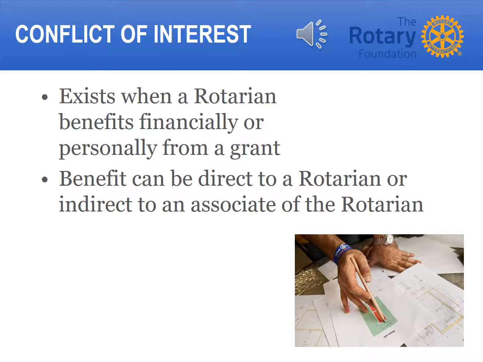Rotarians have a reputation for personal integrity. Addressing and preventing conflict of interest helps preserve this reputation for the club, the district, and the Rotary Foundation. When Rotarians freely disclose any direct or indirect association with the grant project, they help ensure fair process and transparency in the use of foundation funds. Rotarians must disclose any conflicts of interest on the grant application.